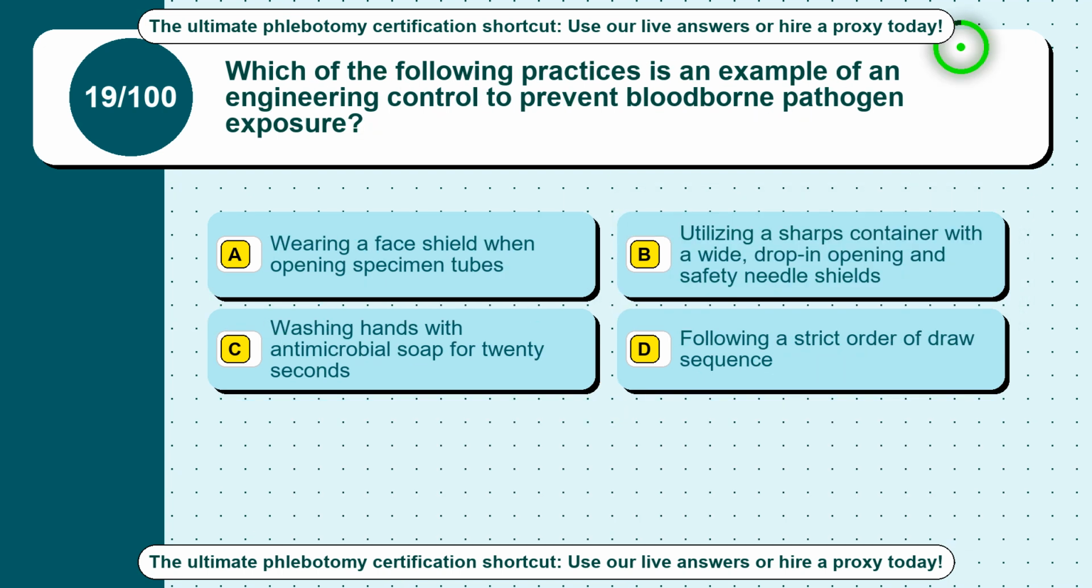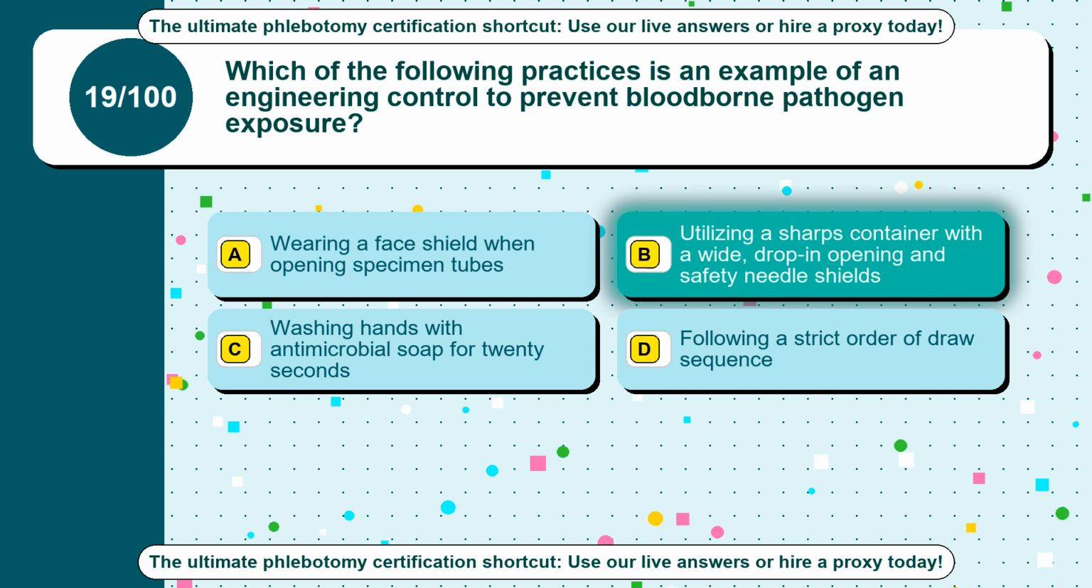Question 19. Which of the following practices is an example of an engineering control to prevent blood-borne pathogen exposure? Option A. Wearing a face shield when opening specimen tubes. Option B. Utilizing a sharps container with a wide, drop-in opening and safety needle shields. Option C. Washing hands with antimicrobial soap for 20 seconds. Option D. Following a strict order of draw sequence. The correct answer is option B. Utilizing a sharps container with a wide, drop-in opening and safety needle shields.